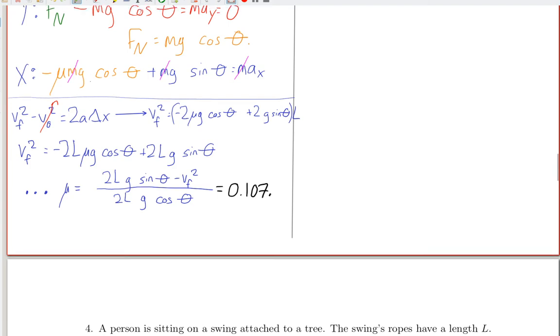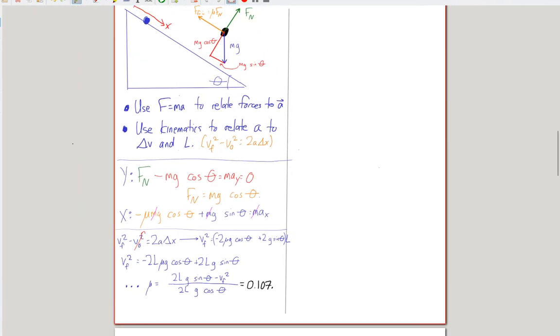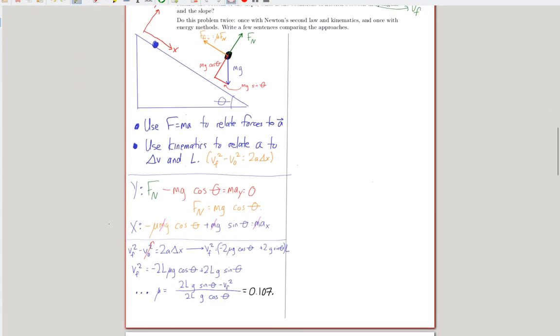So that's the kinematics approach. Now let's do the work energy approach and compare. Again, I want to start by drawing a picture.